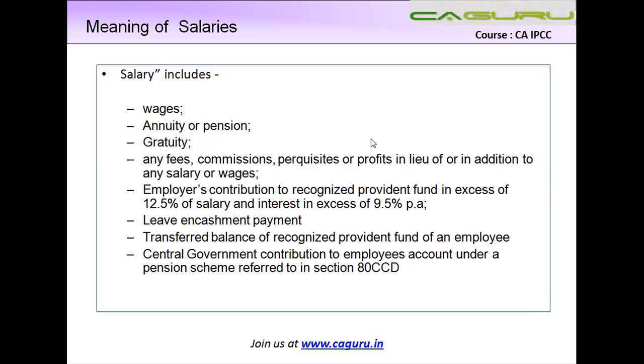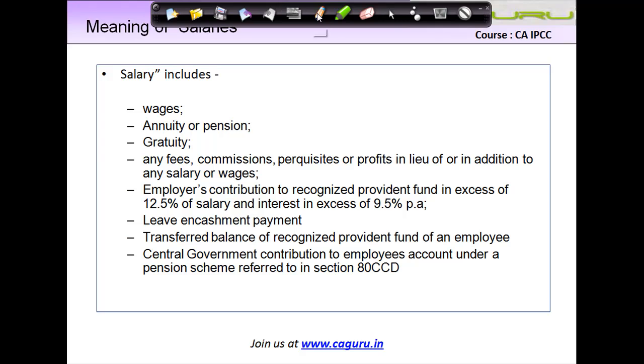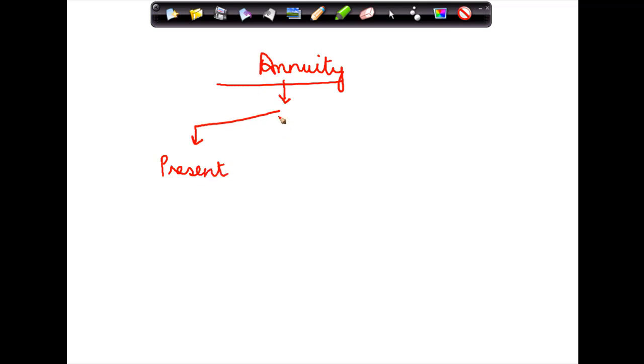The second thing is annuity or pension. Now this requires certain more deliberation. Let us see. An annuity is an annual kind of payment which is made over a predefined period of time. When we say annuity for the purpose of salaries, this means an annuity paid by the employer. Now this employer could be a present employer or a former employer.